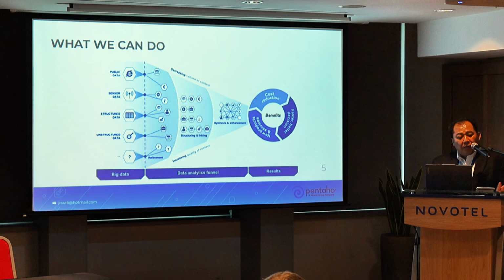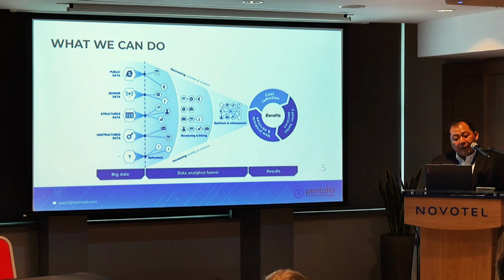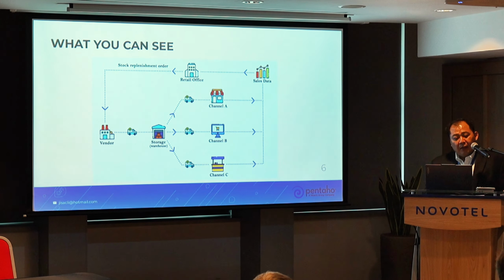What can we do with this? We can get public data from the internet. We can read some IoT tables, CSV files, or standard databases. You condense it, combine it, deduplicate it, and send it to a data lake. With Pentaho, you can see vendor information with integration of storage, China ABC, retail office, sales data. We can integrate all together in one.